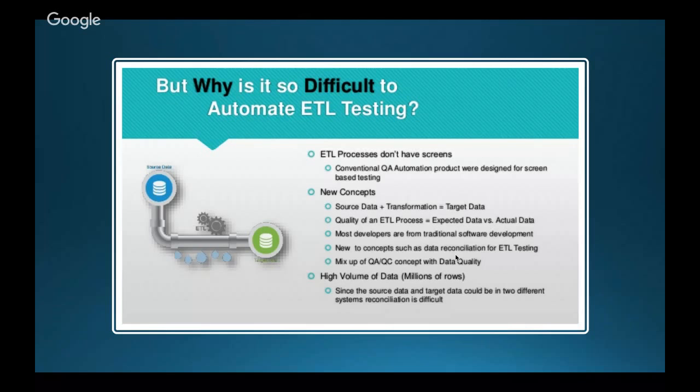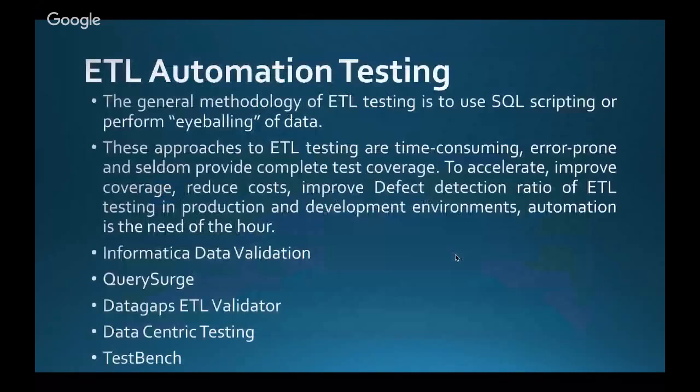High volume of data, millions and millions of rows. The size of data is too huge. Since the source data and target data could be two different systems, reconciliation is different. So reconciliation of data from the source to target is a little bit different, and this is what makes it very hard to automate ETL testing. But nevertheless, we have new techniques for ETL testing, and there are certain tools and some approaches as well. I'll discuss it more in my upcoming slides.